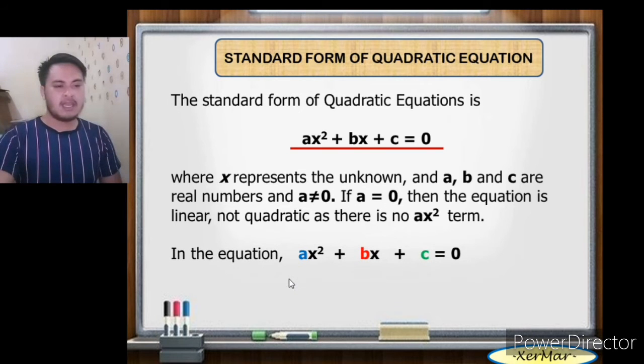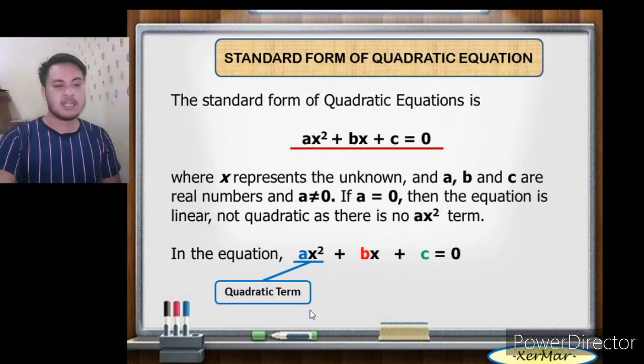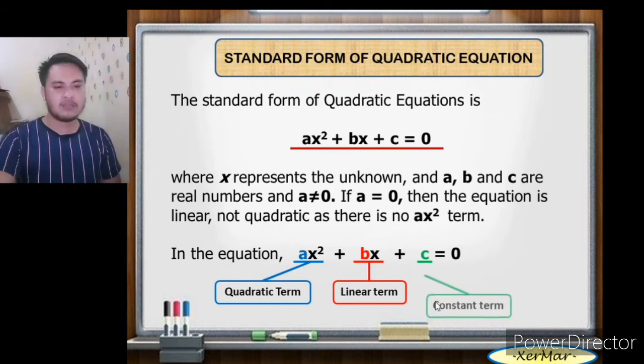Next, in the equation ax squared plus bx plus c equals 0, ax squared is called what? That is the quadratic term. What about bx? bx is the linear term, and our c is the, okay, good, the constant term.